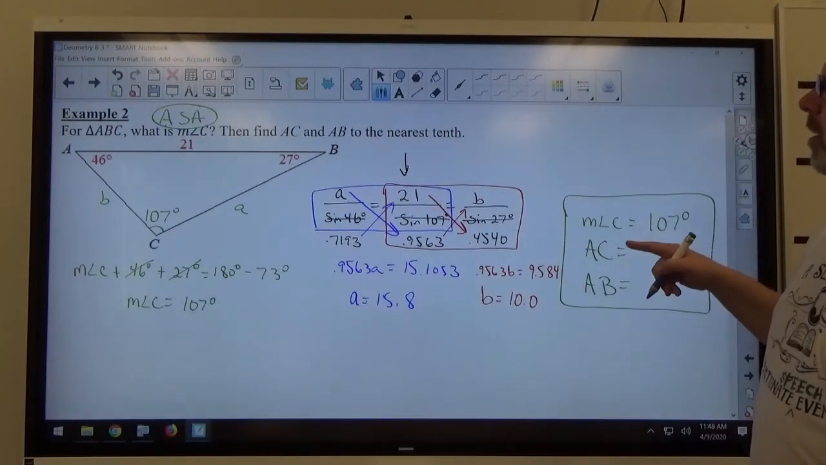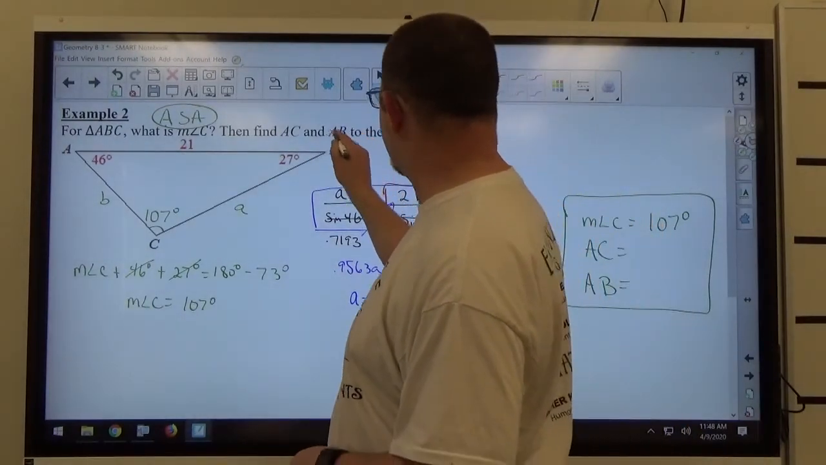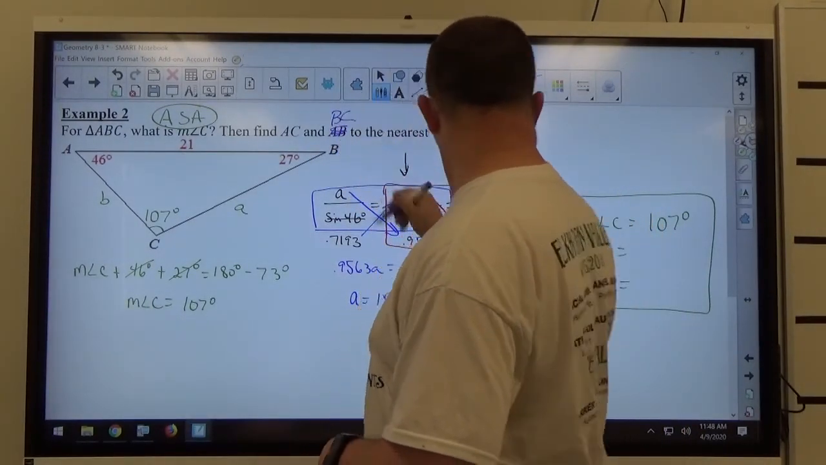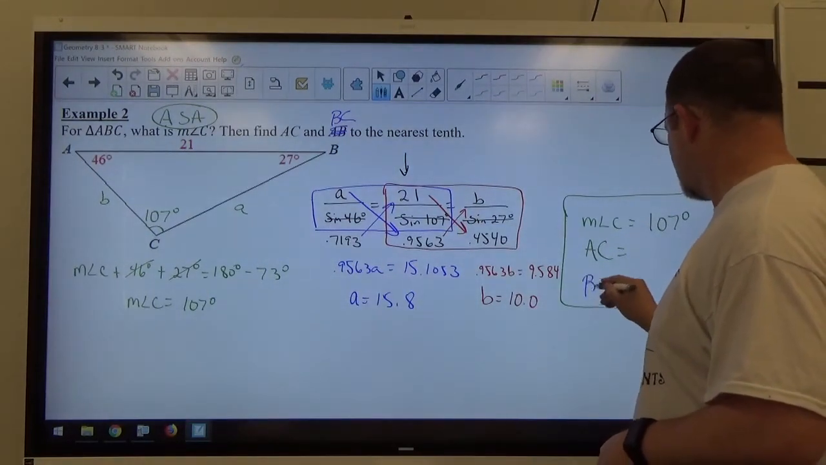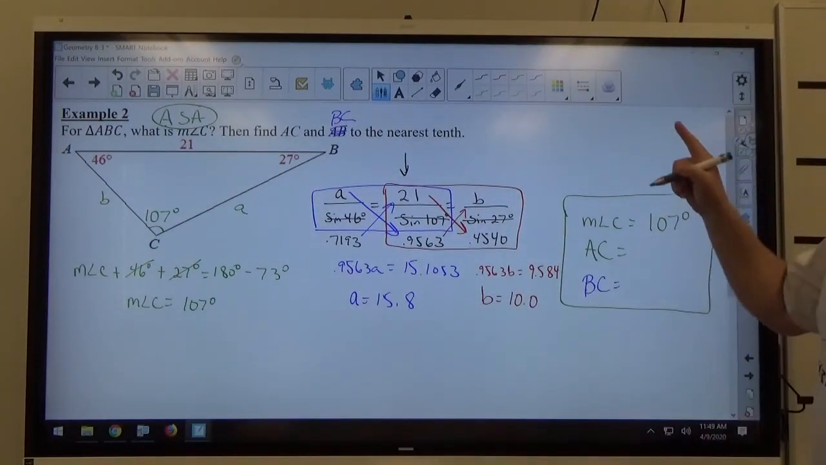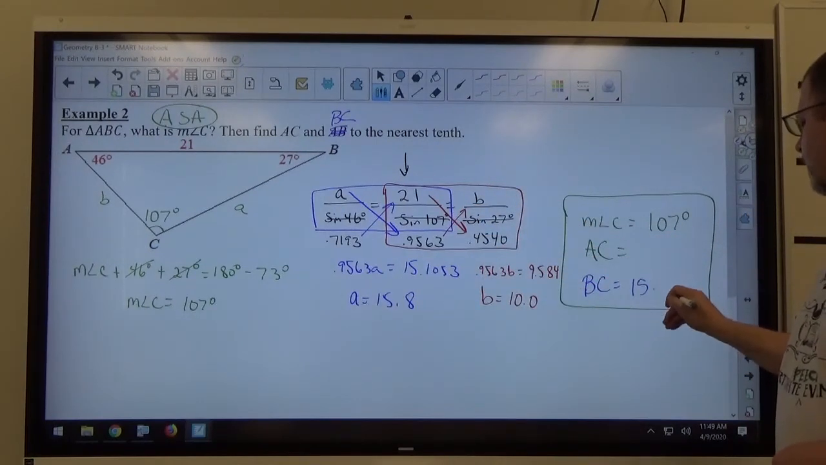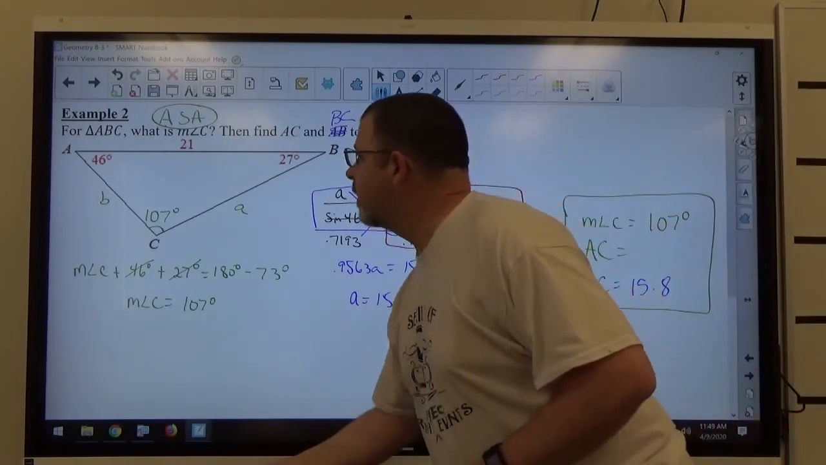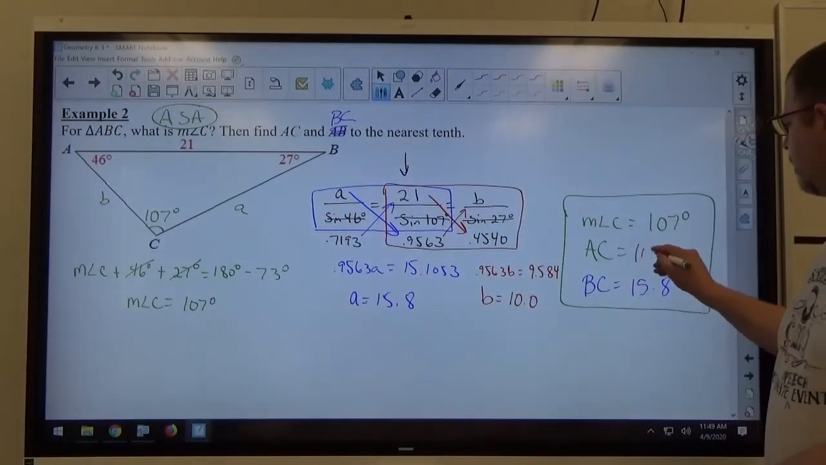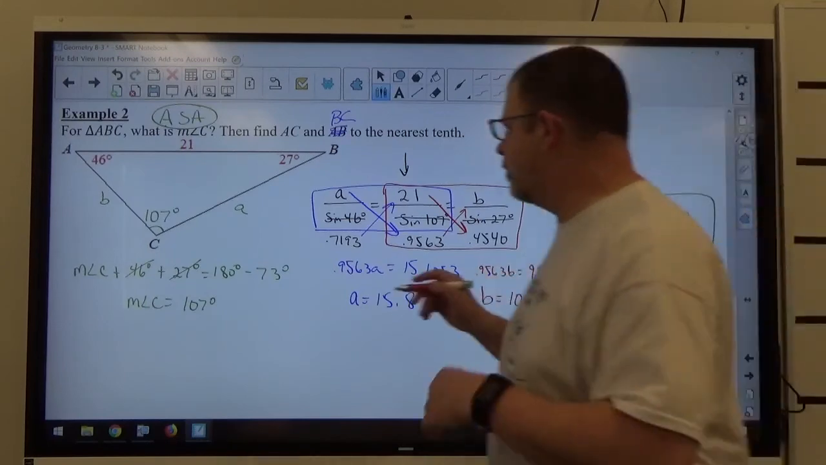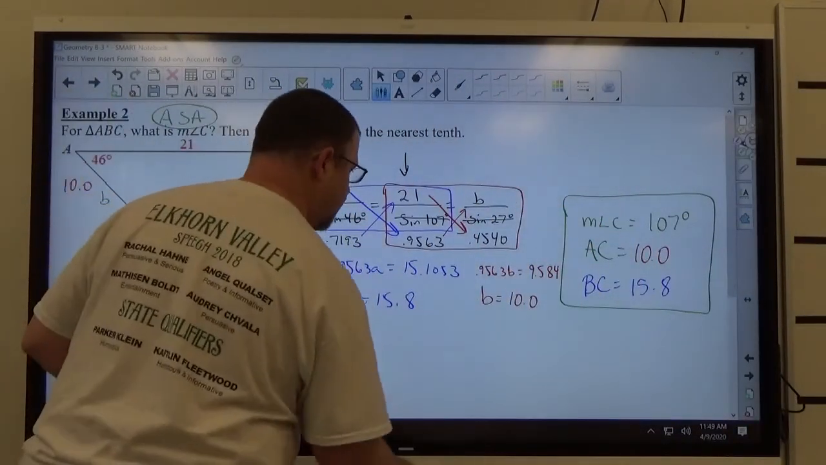Find AC and AB. That should say, find AC and BC. All right, so BC is side A, so BC is 15.8, and AC is side B, and B is 10.0. And again, if you just put them down here, this is 10.0 here, of course, and this is 15.8 here.